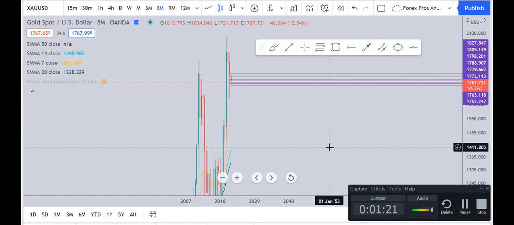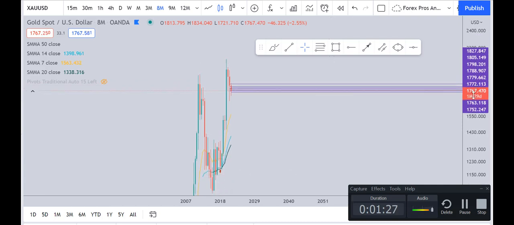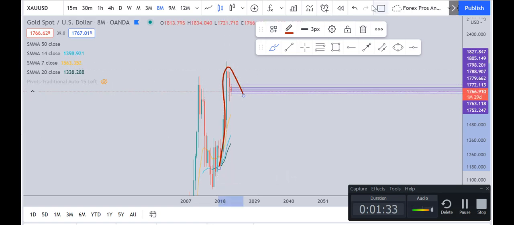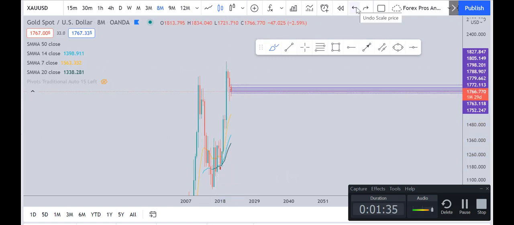So to get the biggest picture, not the bigger, the biggest picture of the market, we'll start from the 8 months time frame. And what we can see is that the market made this huge impulse to the upside, and after that, the market is making a retracement to the downside. Now, on the 8 month time frame, the market is quite bullish.